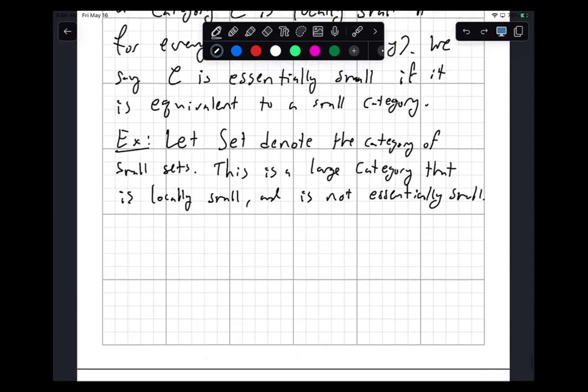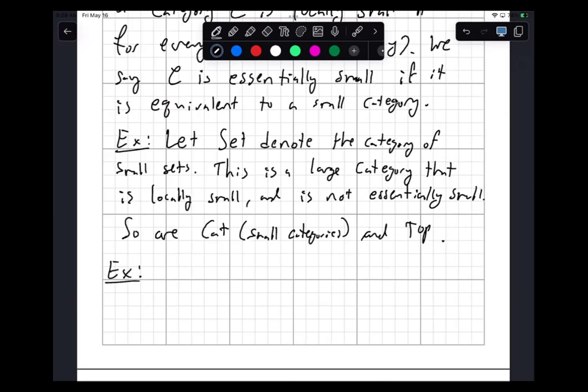So that's the reason. And for similar reasoning, so are Cat, small categories, and Top, topological spaces, because every set can be seen as a category, and every set can be seen as a topological space. But they are both locally small.